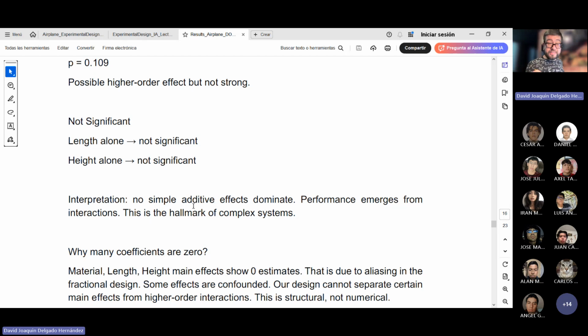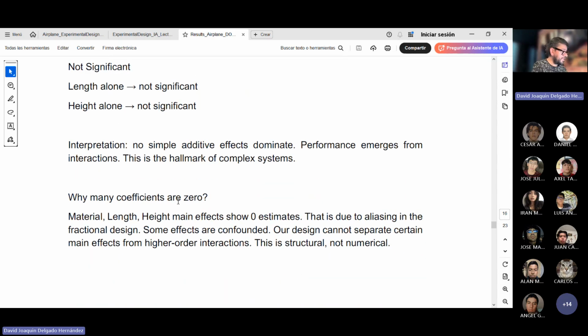The good point here is the interaction. You have to have a good design combining the material, the length, and the width at the same time, the three aspects. The material alone will not give you a good design, but if you combine the length and the width with the material, you have a very good design. And this is normal in complex systems, okay?